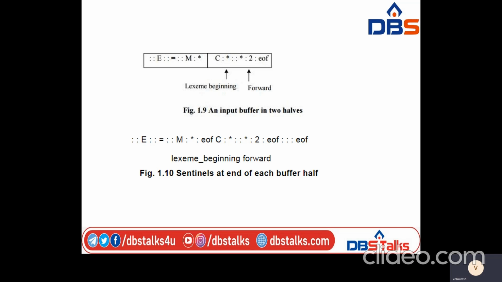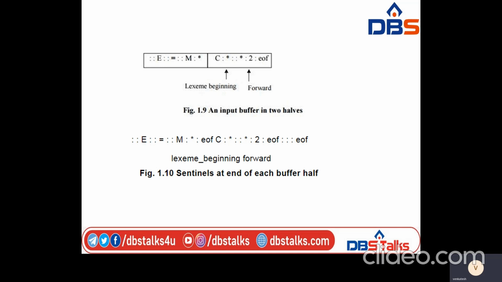To overcome this problem, the two buffer scheme was introduced. There is a problem with the one buffer scheme: if the lexeme is very long, it crosses the boundary, and to scan the rest we reset the buffer, which overwrites the starting part of the lexeme. This is the drawback. To overcome the drawback, we use the two buffer scheme.